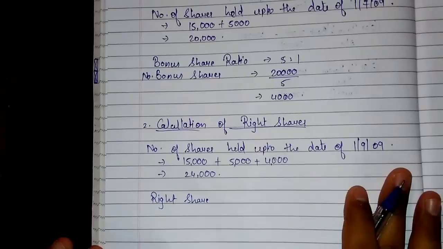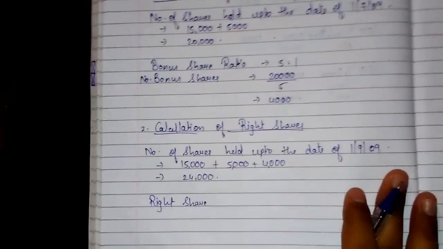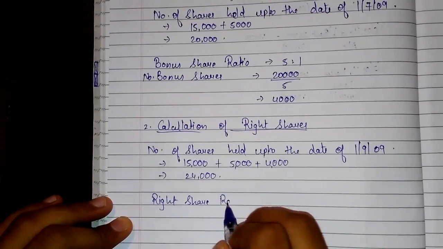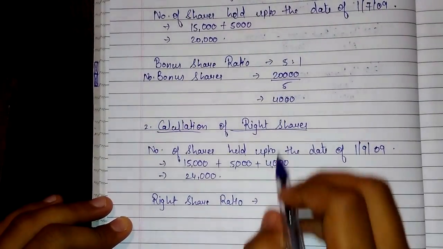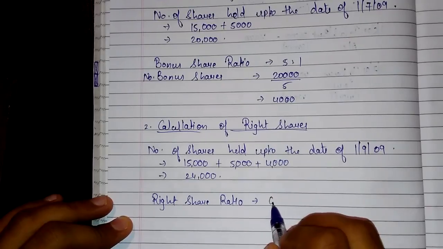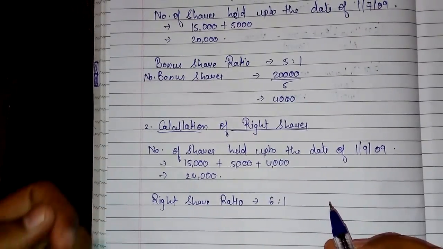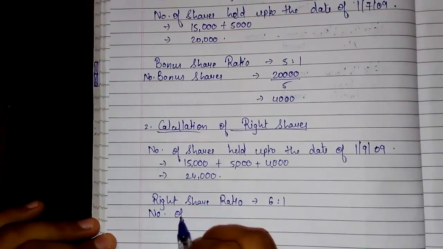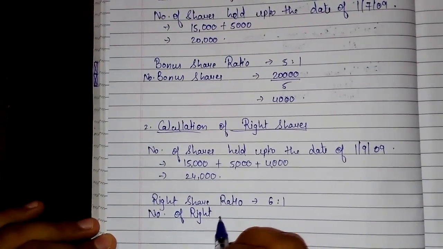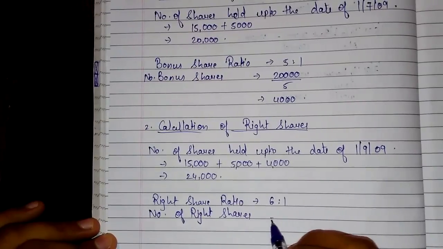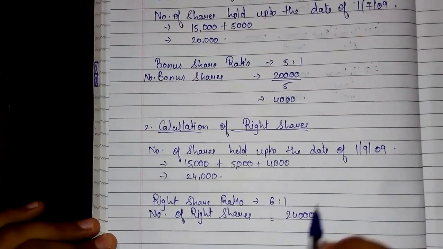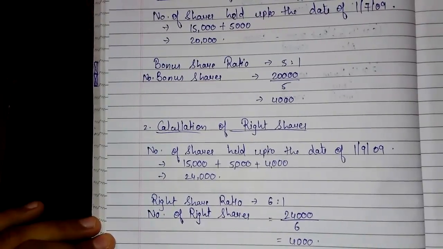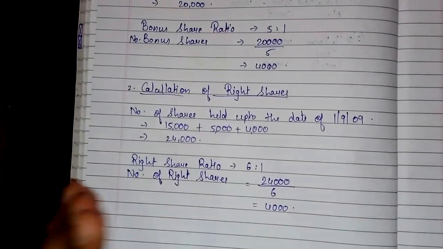The right share ratio is 6:1. For every 6 shares, one equity right share will be issued. So let's calculate the number of right shares, which is equal to 24,000 divided by 6, which is again equal to 4,000. So the number of right shares issued is 4,000.